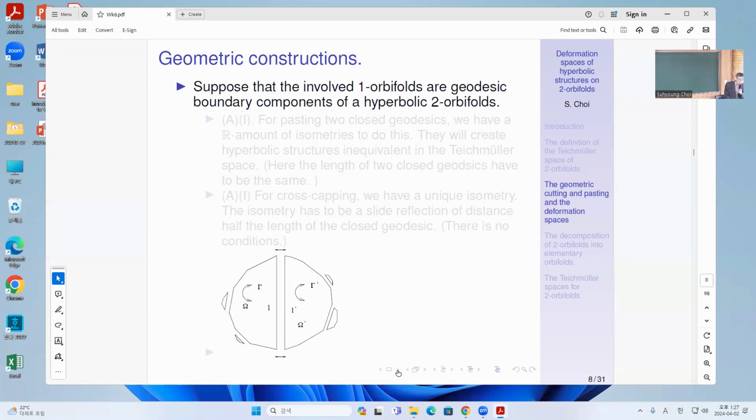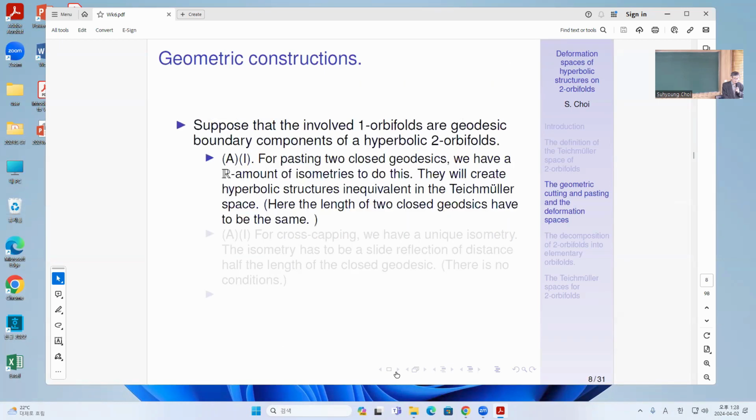Suppose that one of the boundary components is a geodesic boundary of the hyperbolic two-orbifold, so there should be no S here. And then if you paste two cross-cap orbifolds, we can do it, but there is an R amount of different ways to do it, because you can always twist how much you glue.